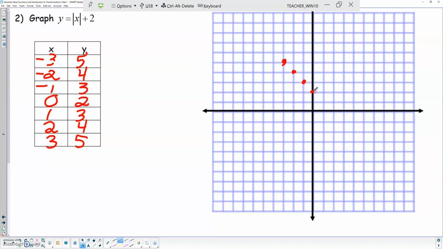All right, so (0, 2) is our vertex or our turning point. And here this time I am going to include arrows because they didn't give us a specified interval, right? We came up with the interval by ourselves. So this is y equals the absolute value of x plus 2.